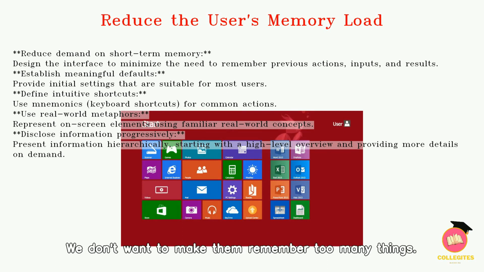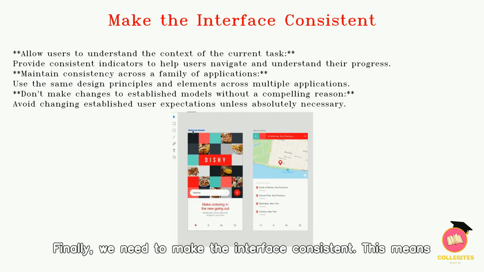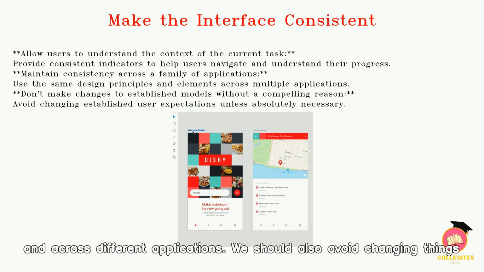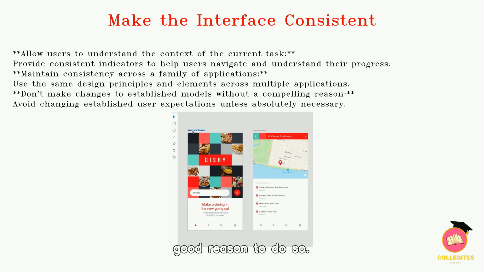We don't want to make them remember too many things. So we should design the interface to be easy to understand and use, with clear labels, shortcuts, and familiar concepts. Finally, we need to make the interface consistent. This means using the same design elements and principles throughout the software and across different applications. We should also avoid changing things that users are already familiar with, unless there's a really good reason to do so.